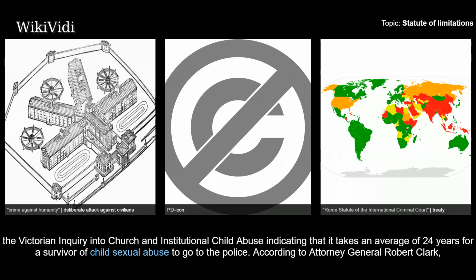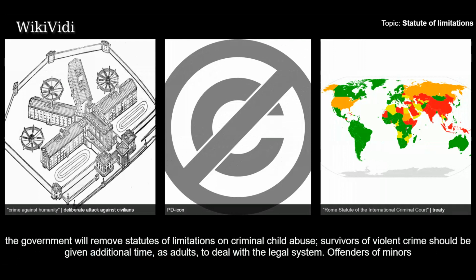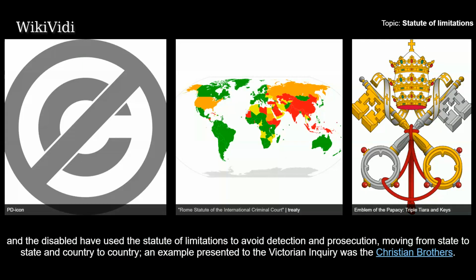According to Attorney General Robert Clark, the government will remove statutes of limitations on criminal child abuse. Survivors of violent crime should be given additional time, as adults, to deal with the legal system. Offenders of minors and the disabled have used the statute of limitations to avoid detection and prosecution, moving from state to state and country to country. An example presented to the Victorian Inquiry was the Christian Brothers.